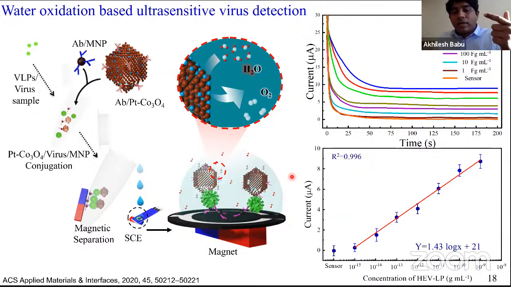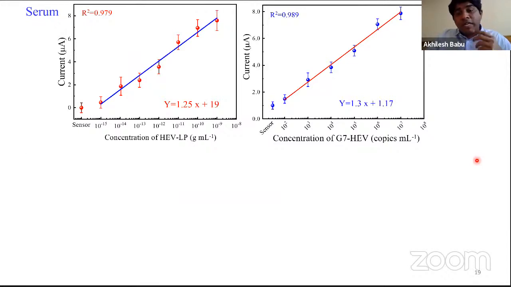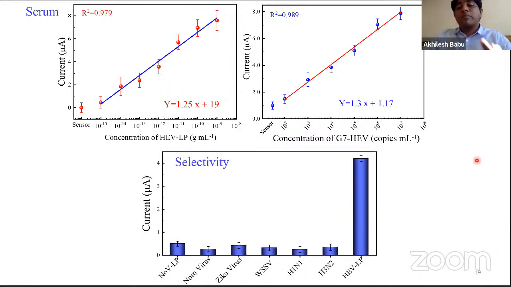Okay. Yes. So with the increasing concentration of the virus-like particles, we could get a linear calibration curve as seen here. We also performed this in serum and real samples, and we could get good linear calibrations. Further, we performed selectivity tests using various viruses like norovirus, Zika virus, WSSV, influenza H1N1, and H3N2, and we could see good selectivity because of the attached antibody. So very sensitive virus detection could be possible.